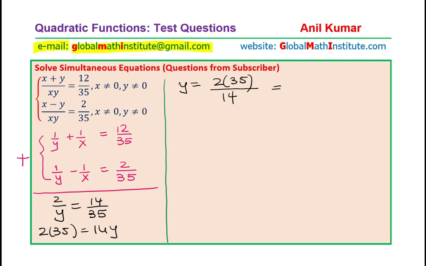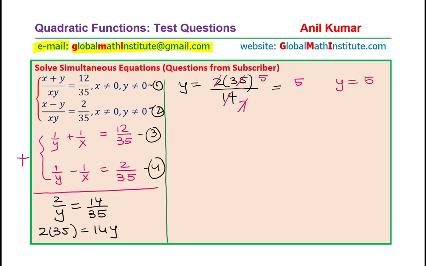Which is, you can simplify. 2 goes 7 times, right? And 7 goes 5 times. So y is 5. So we get the value of y equals 5. Is that clear to you? Once you get y as 5, you can find x from any one of these equations, right? So labeling them helps, as I said.